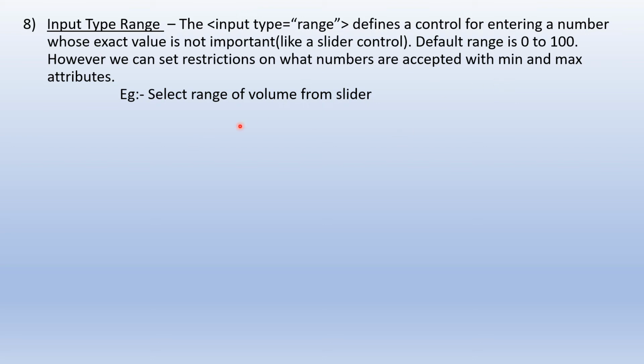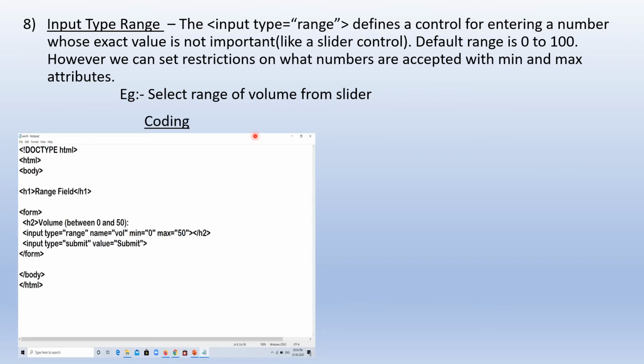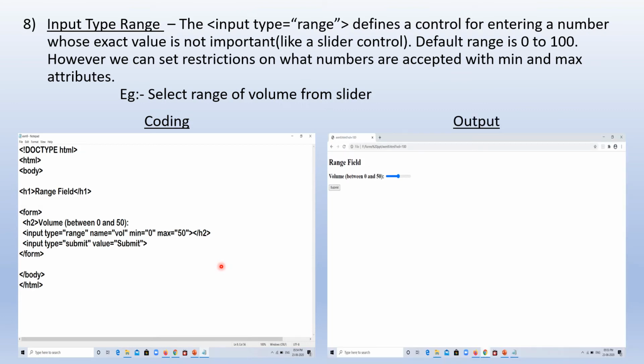So let us see it with one example for a volume slider. See, this is the coding to select range, or you can select volume. Here I am using volume between 0 and 50. Input type range, name is vol, minimum is 0 and max is 50. Then you want to submit it. Now how that slider looks, we will come to know when we see the output. So let us see the output.